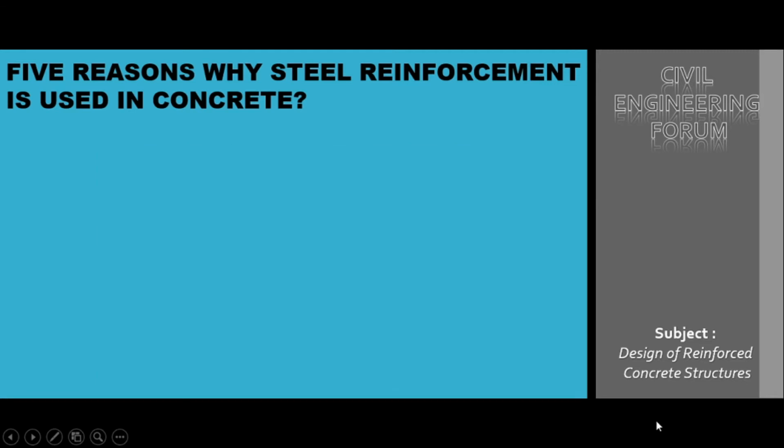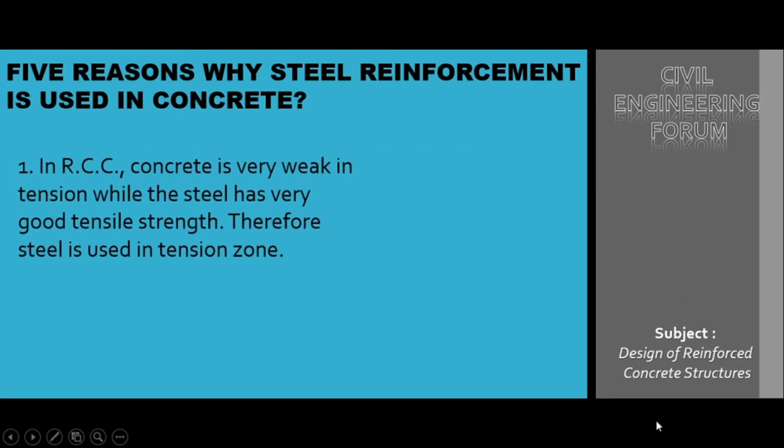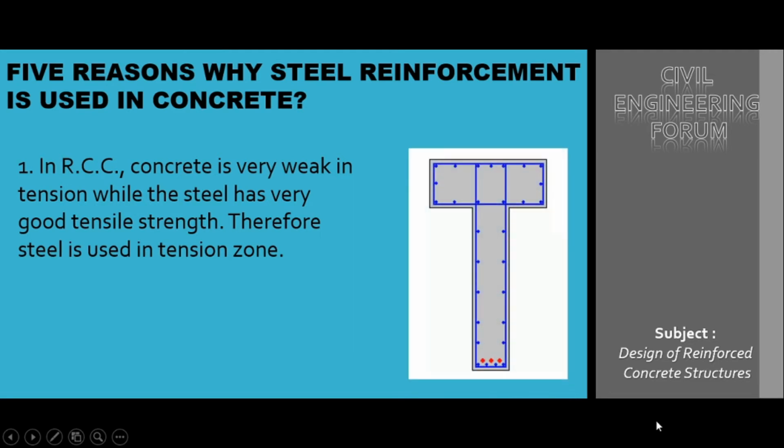The first one is, in reinforced cement concrete, concrete is very weak in tension while the steel has very good tensile strength. Therefore steel is used in the tensile zone. As seen in this figure, this is a cross section of a T-beam where at the bottom there is the tensile zone and at the upper end there is the compression zone. And we know that concrete is weak in tension and steel is strong in tension. So we are using steel reinforcement to resist the tension in the concrete.